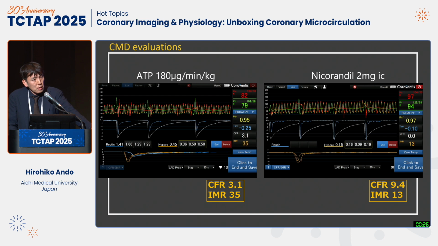Next, we used the intracoronary necroangiography as an alternative hyperemic agent. The result was changed dramatically. As you can see, CFR increased to 9.4, IMR decreased to 13.